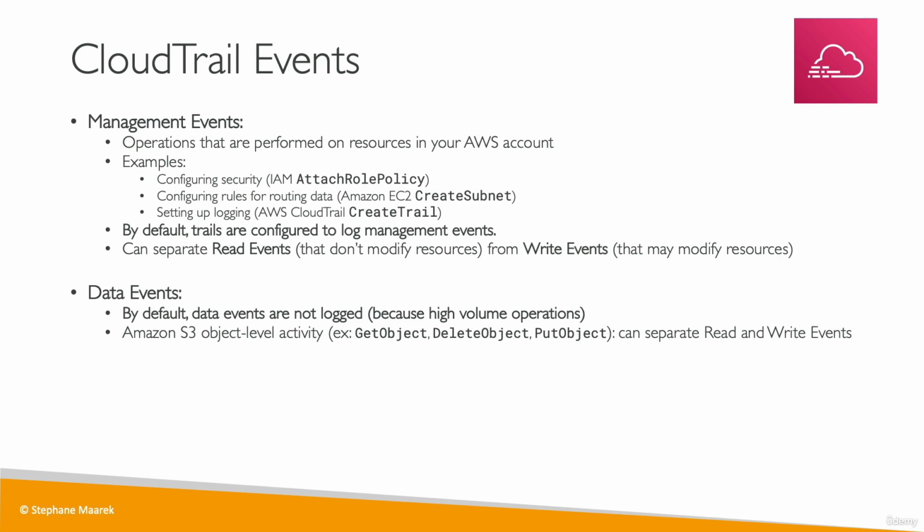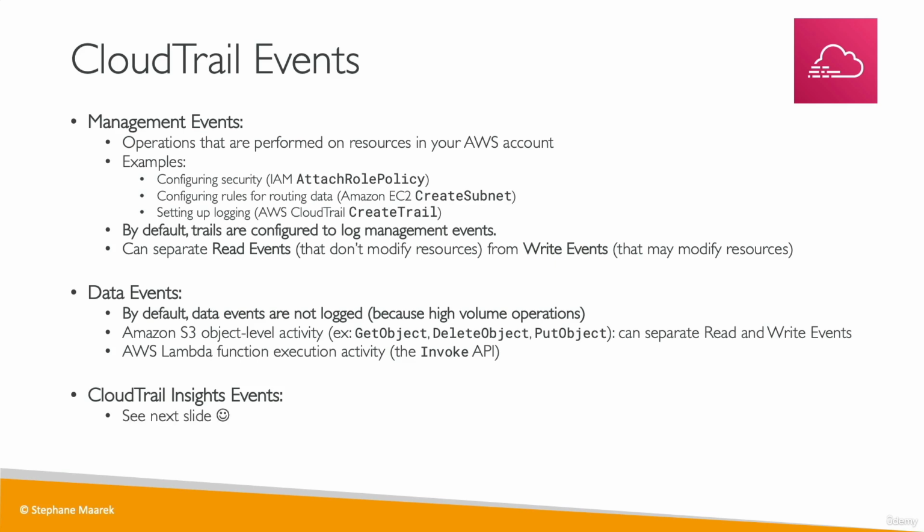put object. Another kind of event you can have in CloudTrail are AWS Lambda function execution activities. So whenever someone uses the invoke API, so you can get insights about how many times your Lambda functions are being invoked. And again, this could be really high volumes if your Lambda functions are executed a lot. And the third kind of events in CloudTrail are called CloudTrail Insights events. And so I will talk to you about CloudTrail Insights in a bit more details in the next slide.